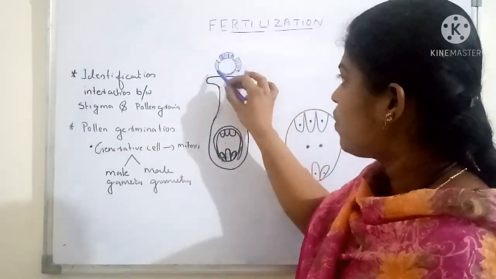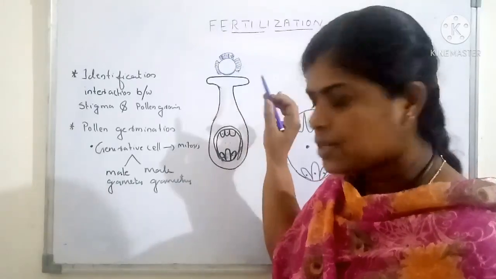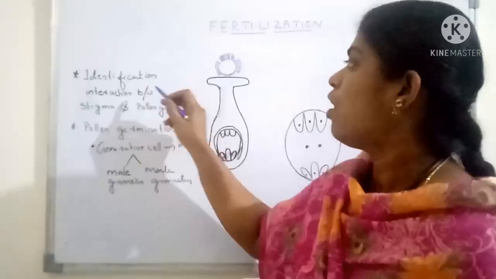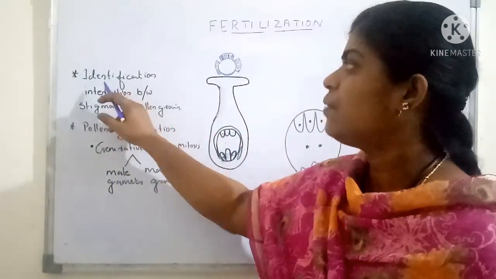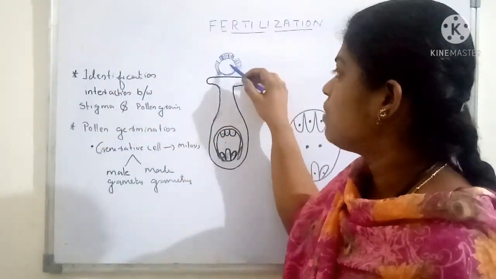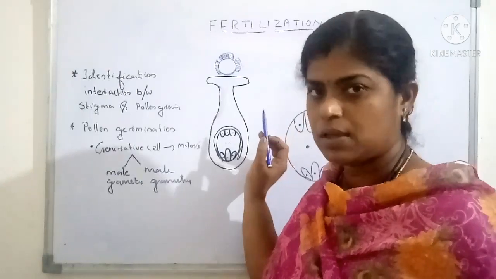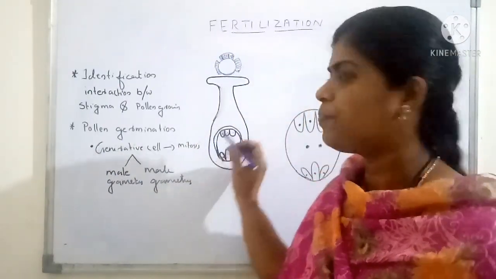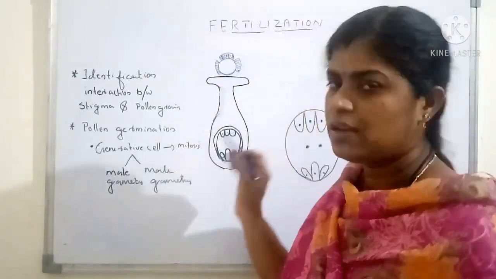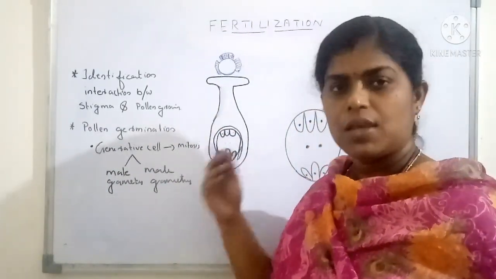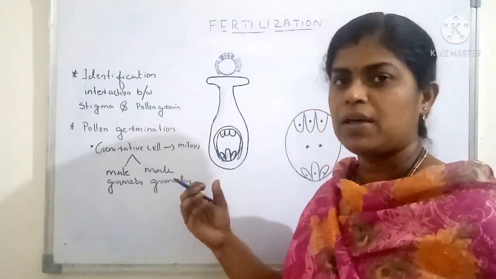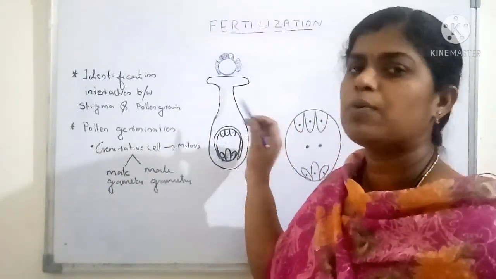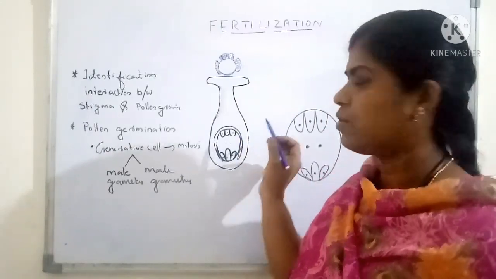Firstly, the pollen grain lands on the stigma, and the first step is the identification of the pollen grain, meaning there will be an interaction between the pollen grain and the stigma. The pollen-stigma interaction is the first step. The stigma identifies its own pollen grain, meaning the genetic features of the stigma and the pollen grain should be similar, otherwise the pollen grain will not germinate.